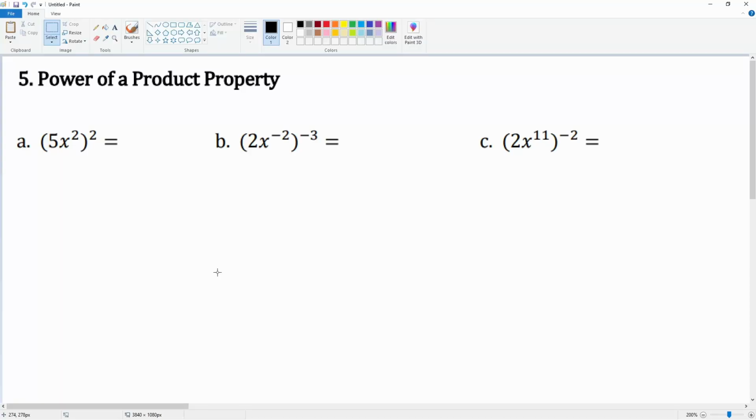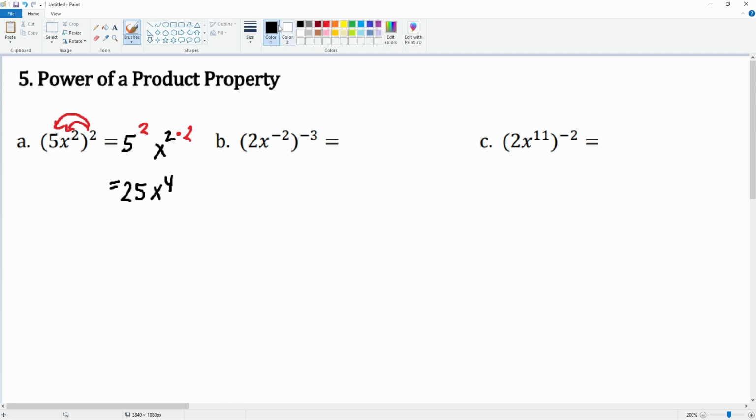Number 5, we're going to look at the power of a product here. It is the same property, but now there's a variable in front. So notice that that distributing is going to happen twice. So we have 5 and x squared. First of all, that 5 is going to receive the exponent of 2, and that x squared, we're going to multiply that by the exponent of 2. This now gets us 5 squared, which is 25, and then we have x to the 4th.